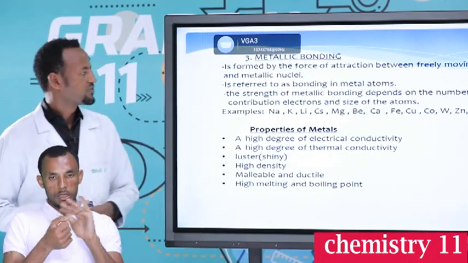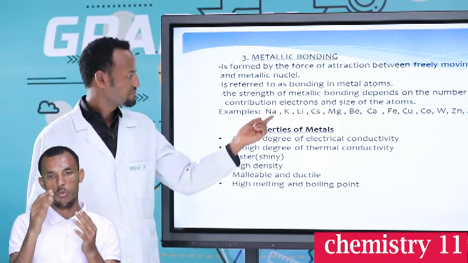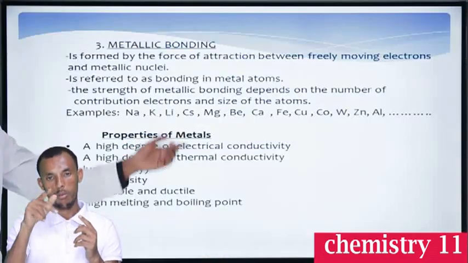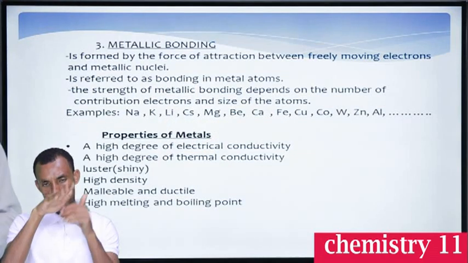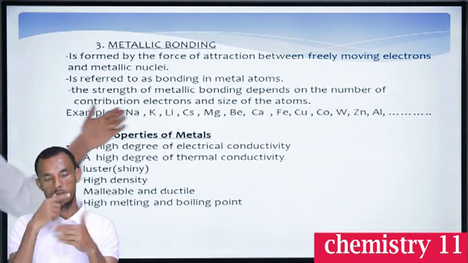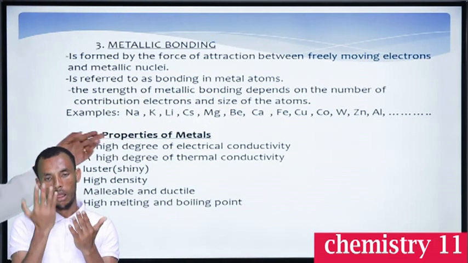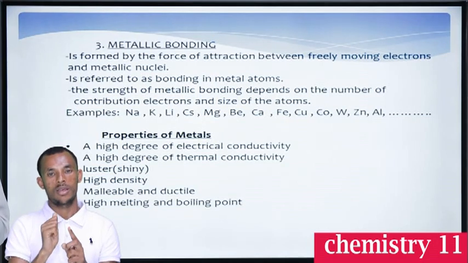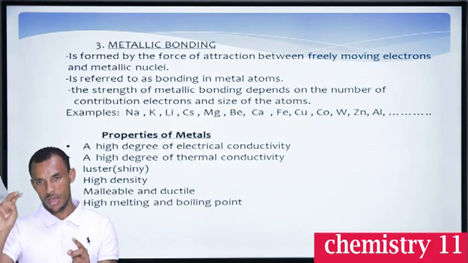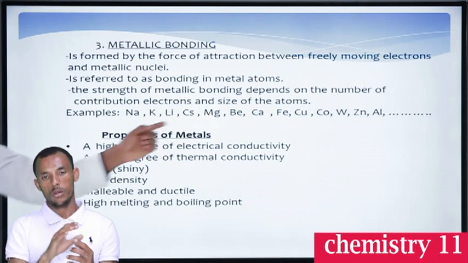These are examples of metallic bonding. The examples of metallic bonding are metals: sodium, potassium, lithium, cesium, magnesium, beryllium, calcium. All these elements are metals. Therefore, good examples of metallic bonding are these elements. The other topic is properties of metals. Students, you know the properties of ionic compounds. You know the properties of covalent compounds. This is the properties of metals.